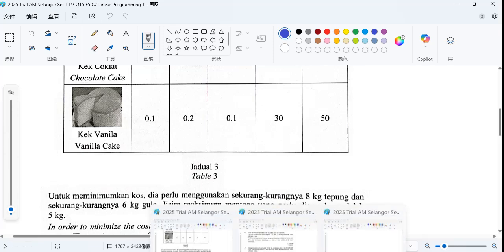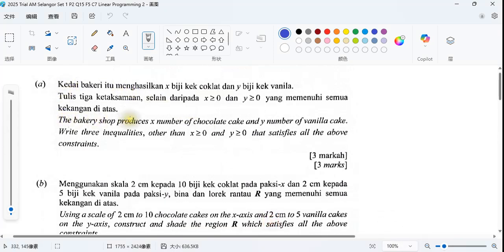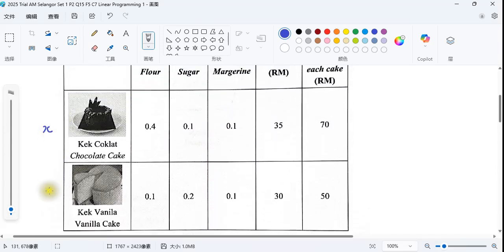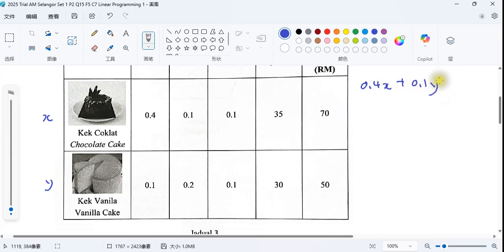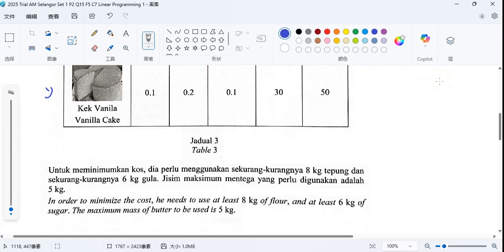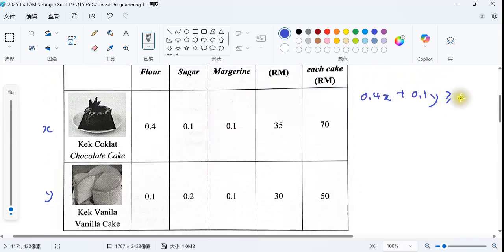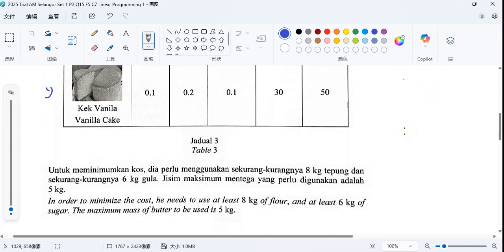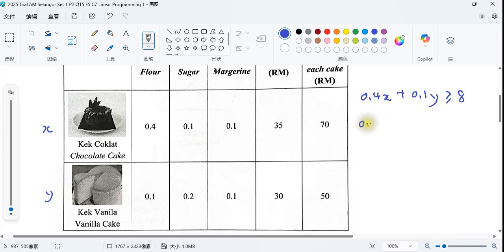So this one, x chocolate cake, y vanilla cake. So we have x chocolate, y vanilla. So 0.4x plus 0.1y is greater than or equal to 8. And then at least 6 kg of sugar. So 0.1x plus 0.2y is greater than or equal to 6.